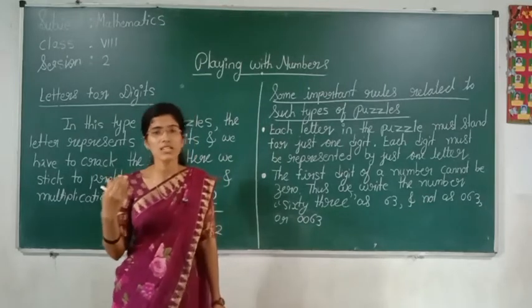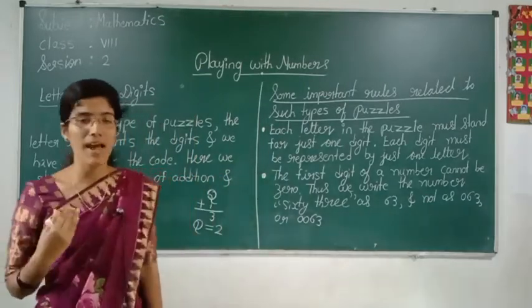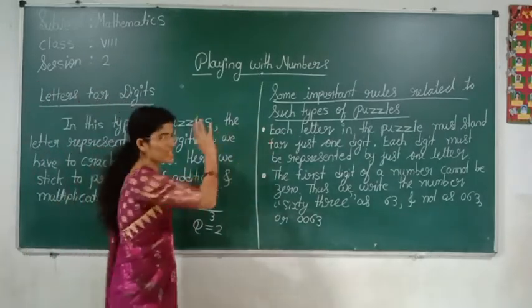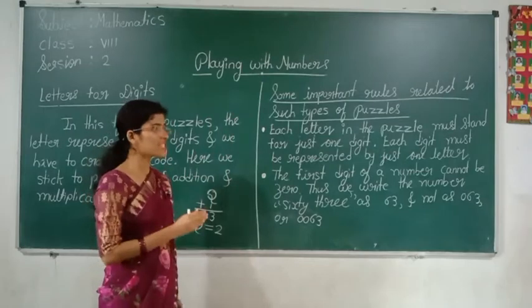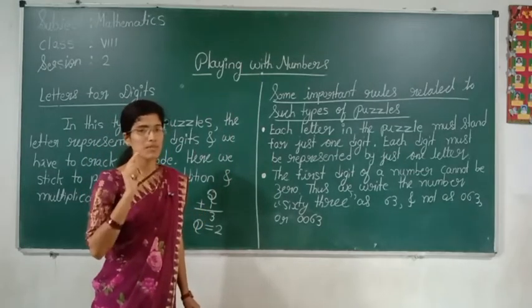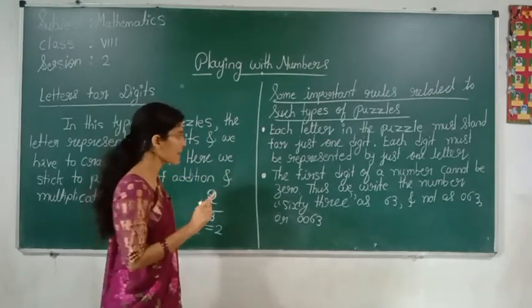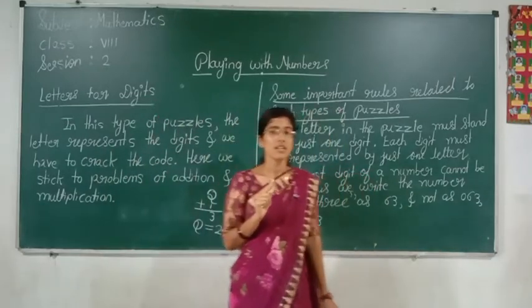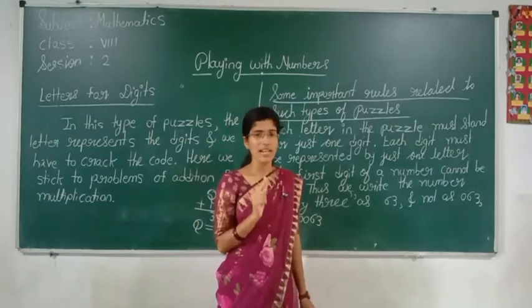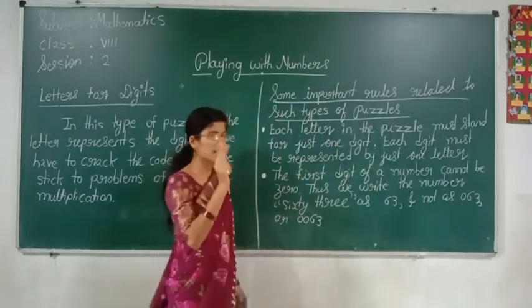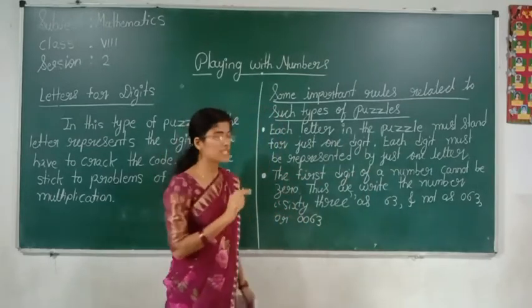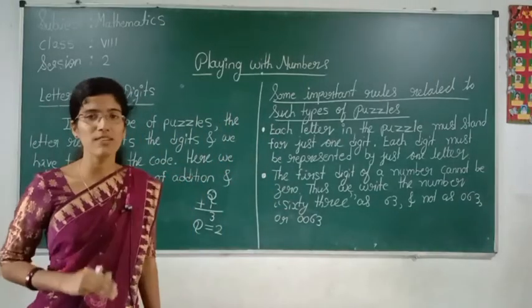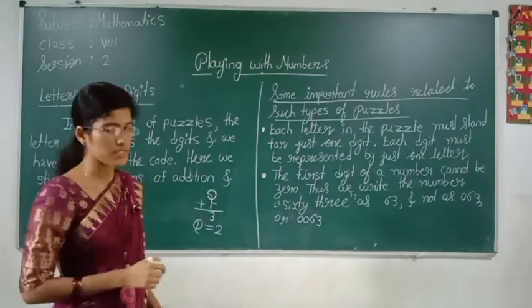By keeping these two rules in mind, we are going to solve the puzzles. You have to remember these two rules. What are they? Each letter in the puzzle should be represented by one digit and each digit must be represented by one letter. And the second rule is that the first digit of a number cannot be 0. By keeping these two in mind, we are going to solve the puzzles.